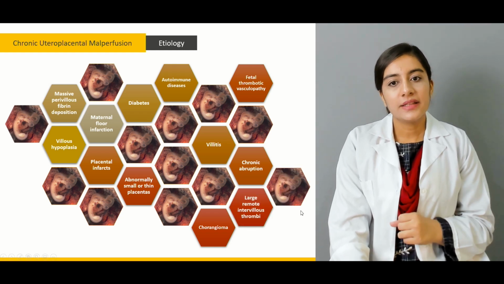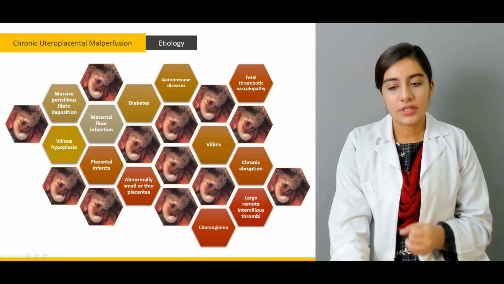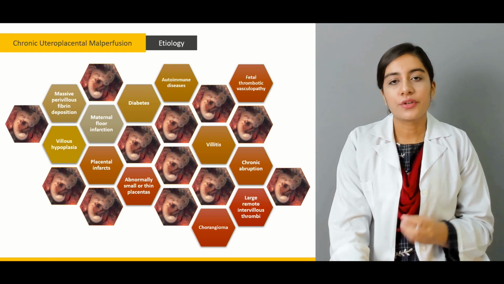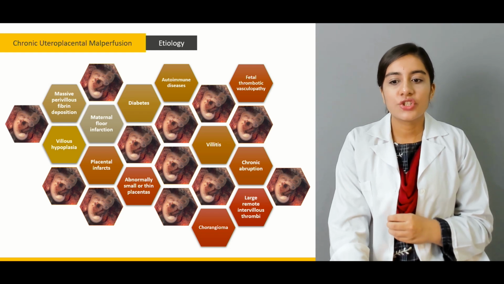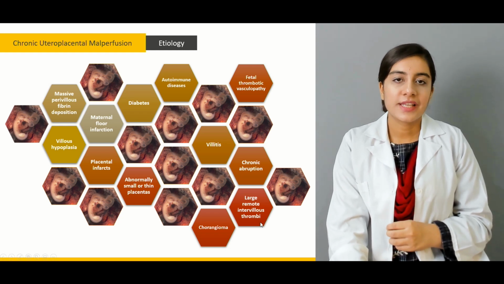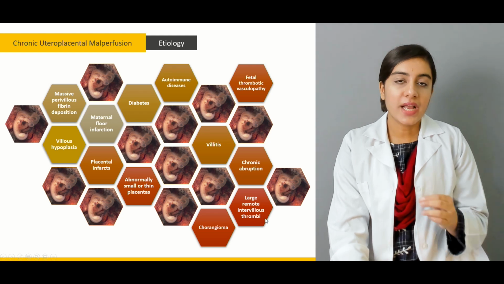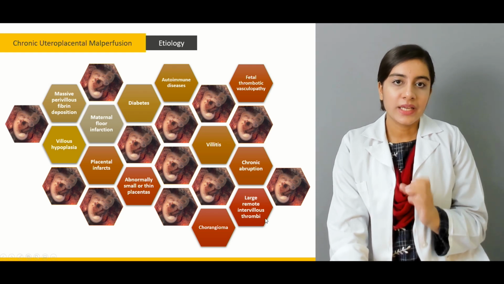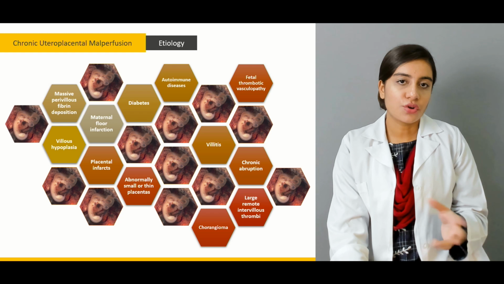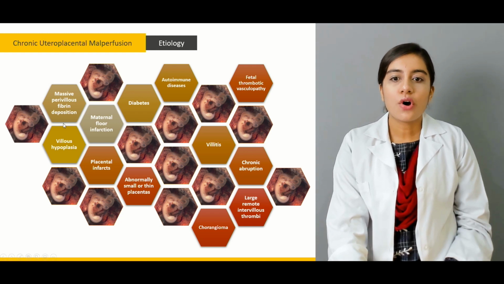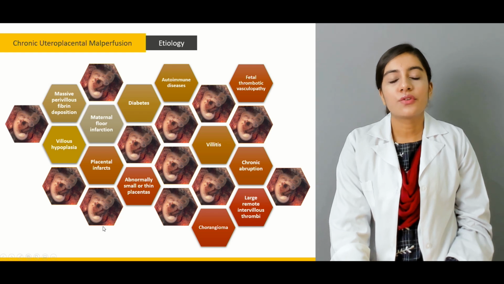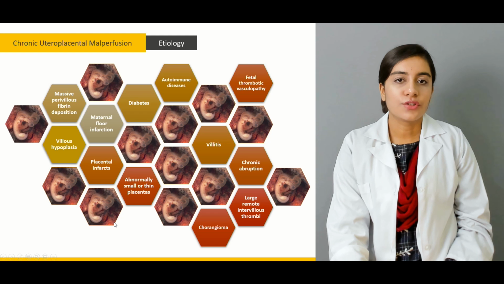And then finally, the last etiological cause or risk factor for chronic uteroplacental malperfusion is large remote intervillous thrombi, and that thrombi is basically blocking the exchange of nutrients from the intervillous spaces. So all of these can contribute towards the disease and can act as etiological factors.